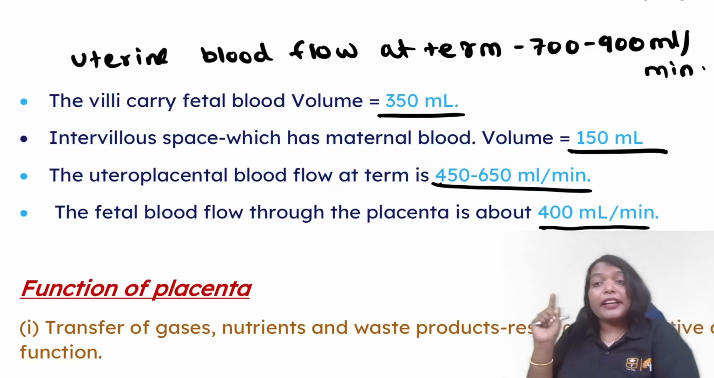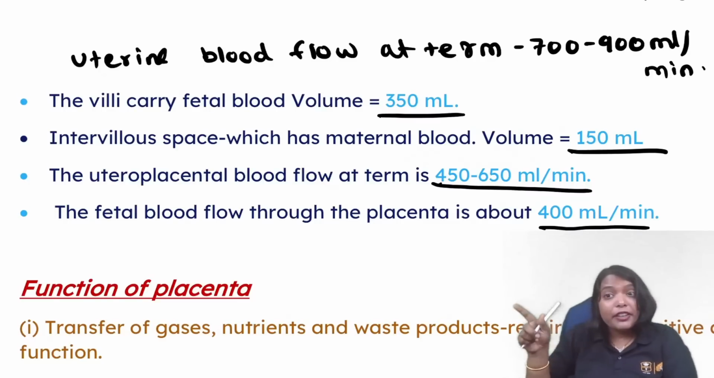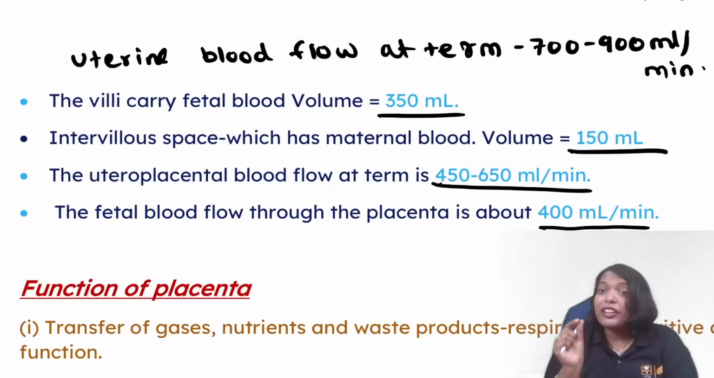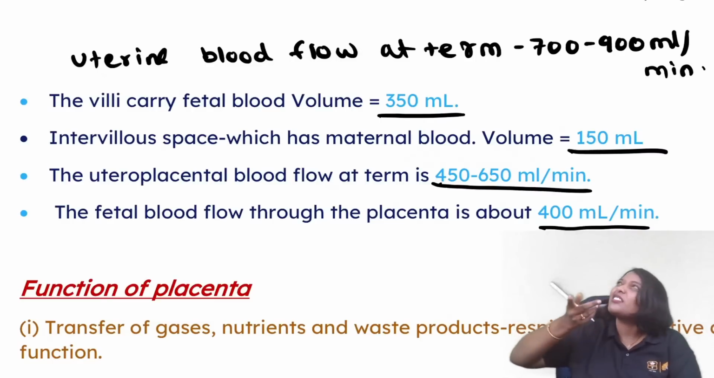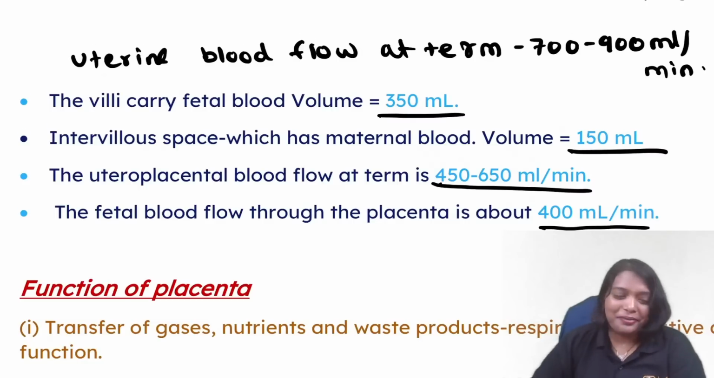Actually, in a non-pregnant uterus, the uterine blood flow is only 50 ml per minute. From 50 ml, it becomes almost 1000 ml. So how much? 10 times, 20 times more blood flow.